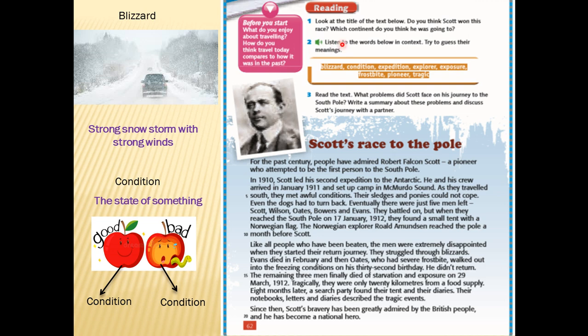So let's go now through these words. We have here blizzard. Look here at this photo. This is a blizzard. It is a strong snowstorm with strong winds. عاصفة ثلجية, we call it blizzard. Look at the photo. Condition, the state of something. Look here at those two apples. We say this apple is in a good condition, but this one is in a bad condition. Good condition, bad condition.